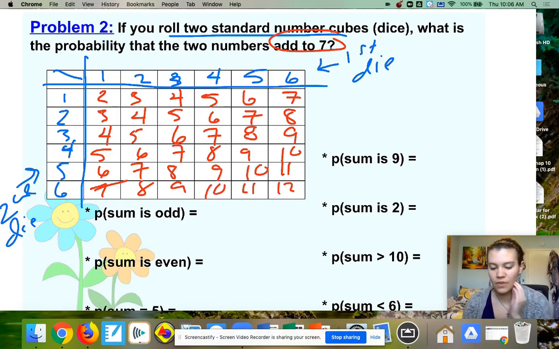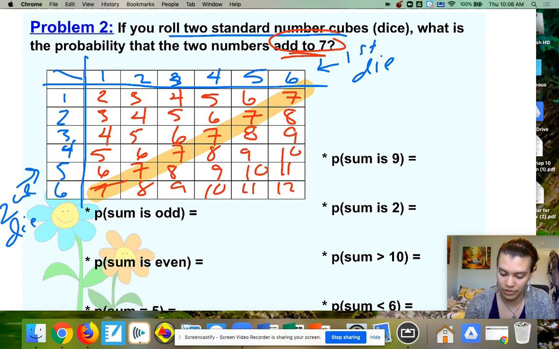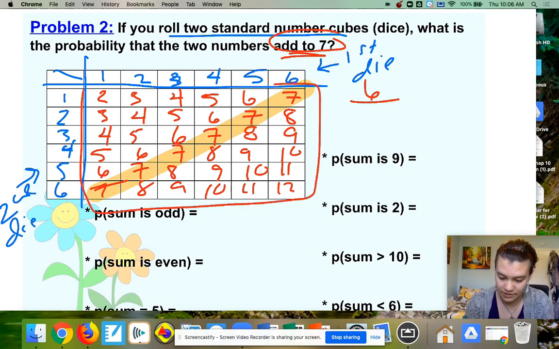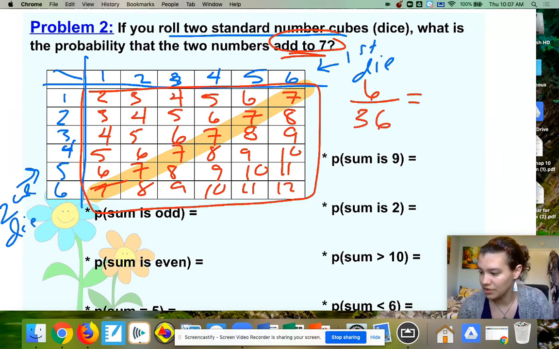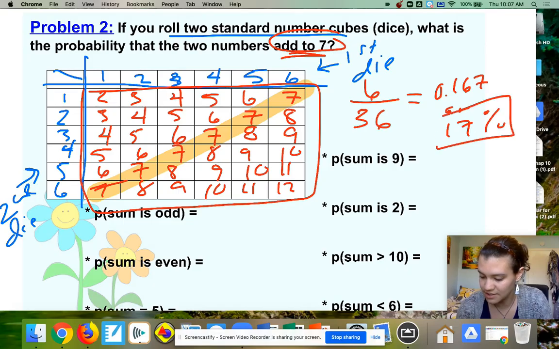Okay. So if we want how many add up to 7, it's this row right here. So there's 1, 2, 3, 4, 5, 6 that add up to 7. And then we need to divide that by the total outcomes, so everything in this square. So we have 6 by 6. If you do 6 times 6, you get 36 total options. So you'd get 0.167 or about 17% chance of getting a sum of 7.